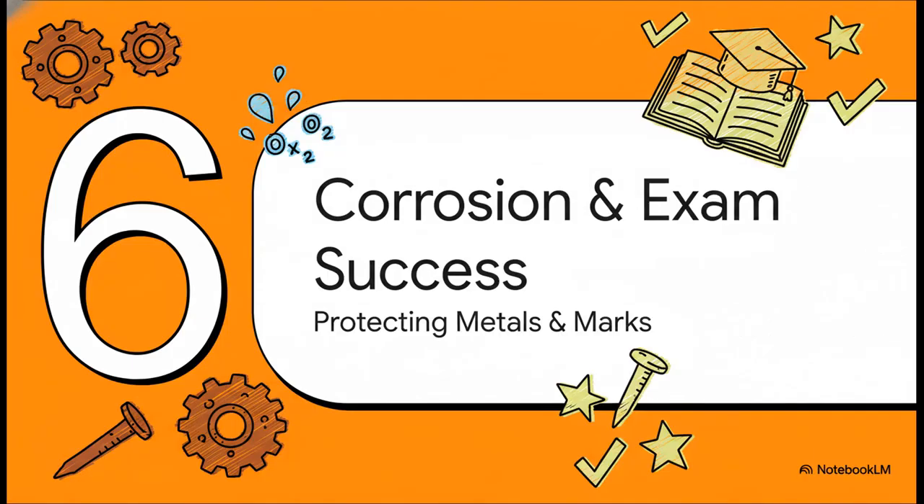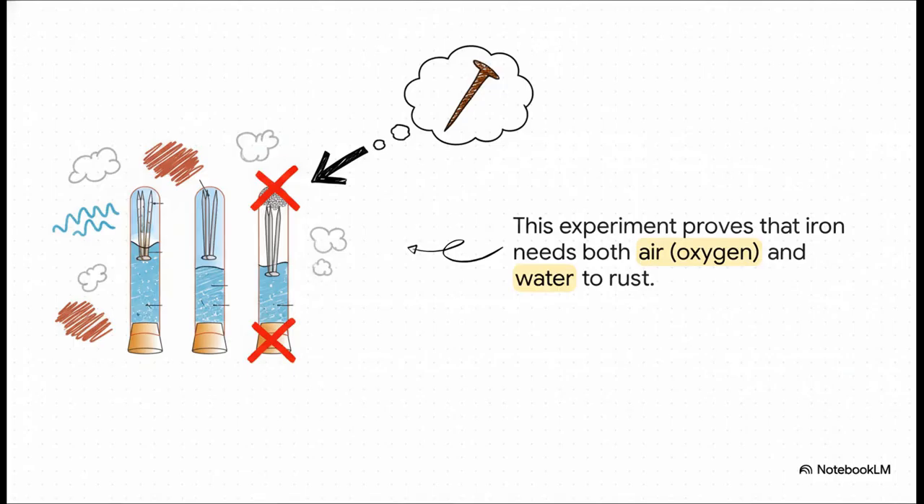And for our final section, we will talk about the degradation of metals, which we call corrosion. And most importantly, we will discuss how you can protect your marks in the exam by getting this topic right. So first, let's understand corrosion by looking at the rusting of iron. The main takeaway from this diagram is very, very simple. For iron to rust, it needs 2 conditions to be met at the same time. It needs both air, specifically oxygen, and water.